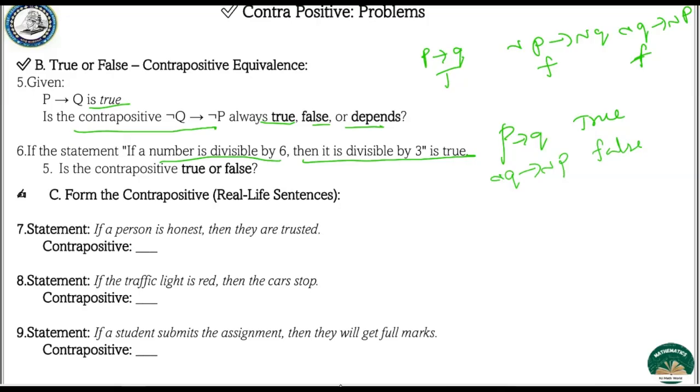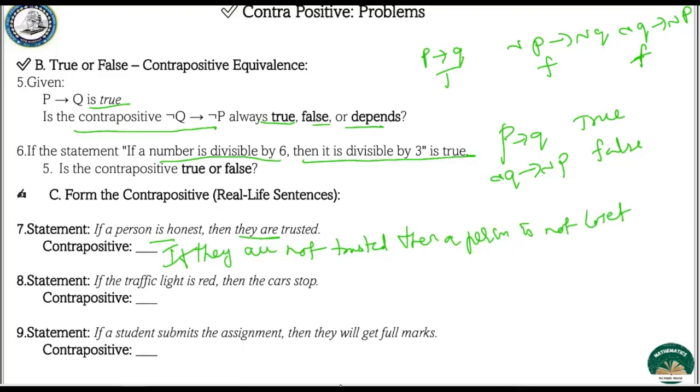Then form the contrapositive. If the person is honest, then they are trusted. You can write first Q and then P. If they are not trusted, then the person is not honest. Okay, then next.